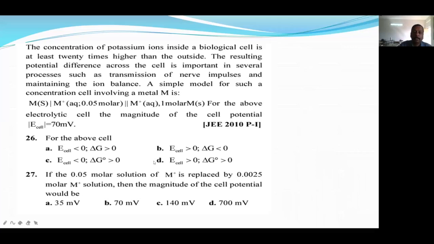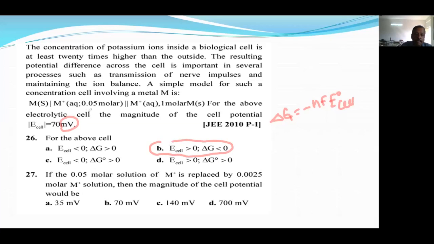Okay, here in this question, find out E naught. If E naught cell is positive, then delta G will be negative, because delta G is equal to minus nF E naught cell. So already you are given E naught cell. Okay, and you have to be very careful. If a cell is spontaneous, that means E will be positive, so delta G will be negative. So according to that, for the 26th question, the answer will be B. E cell is positive, delta G will be negative.